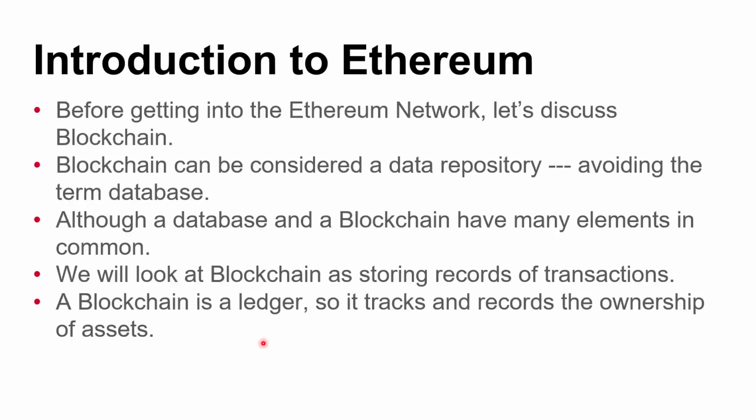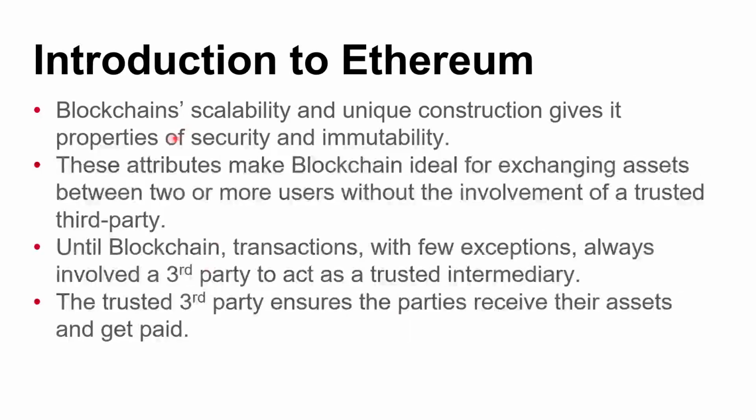Records are only added to a blockchain, just like with a ledger. So any removals or changes in the ownership status or fractions of it are entered as a negative change in ownership. And then there are also positive changes in ownership. Balances can always be calculated. So a blockchain is quite scalable, has a unique construction, and has key properties of security and immutability.